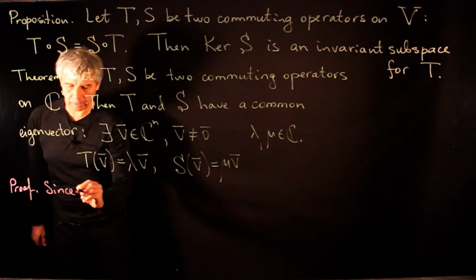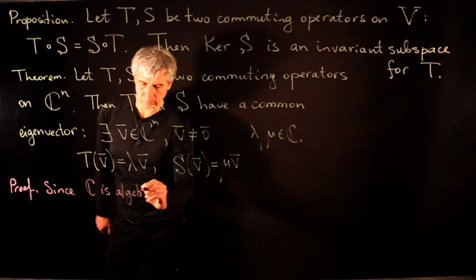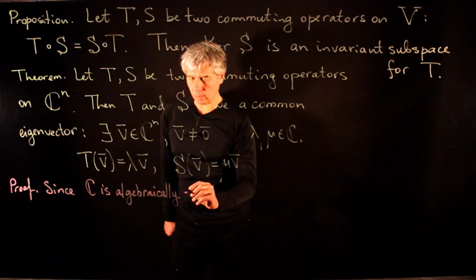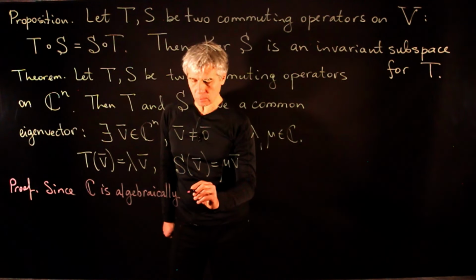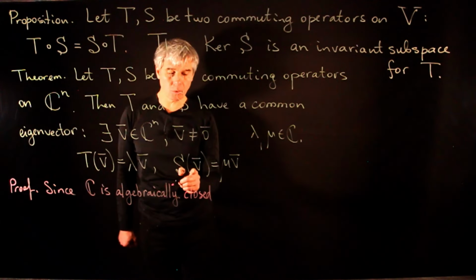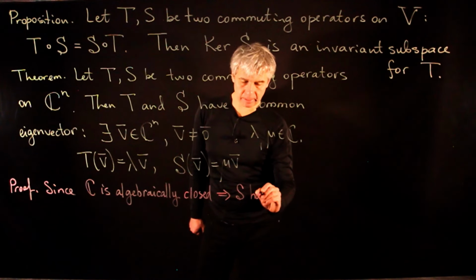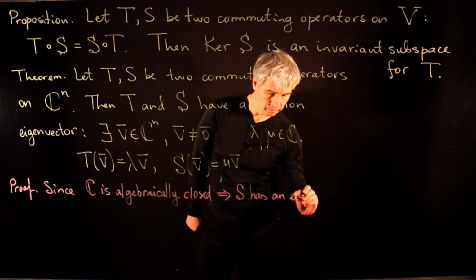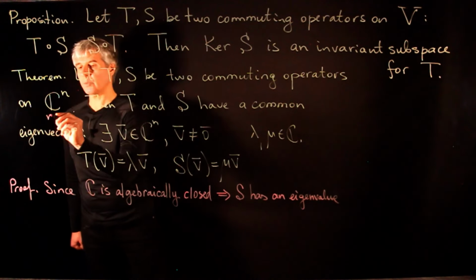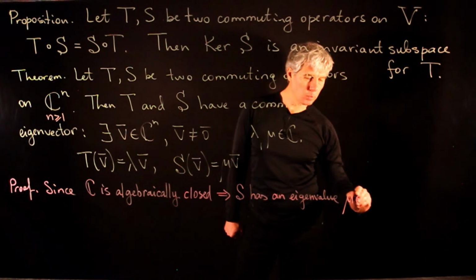Since the field C is algebraically closed, this means that every polynomial of degree greater or equal to 1 has a root. So in particular, a characteristic polynomial has a root. This tells us that S has an eigenvalue. Of course, here we assume that n is greater or equal to 1. And let's call this eigenvalue mu in C.